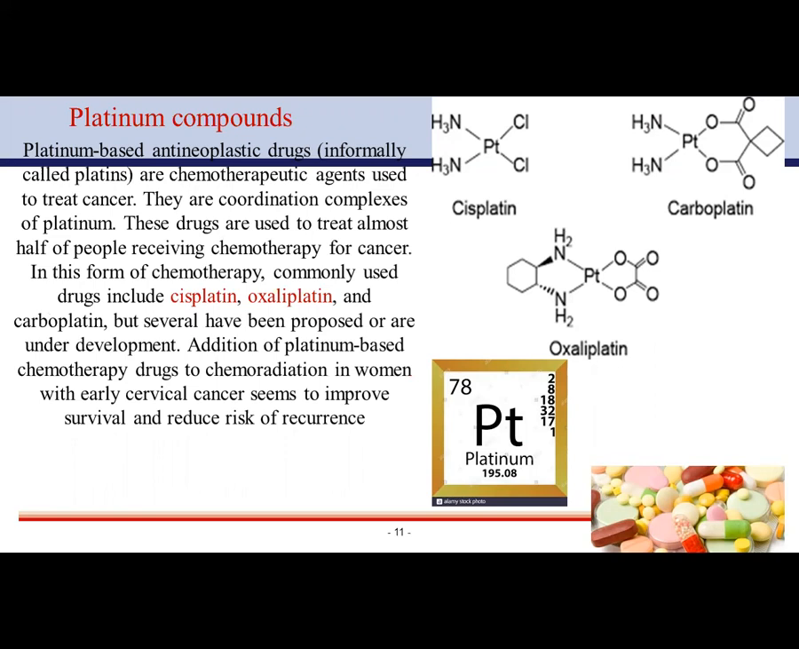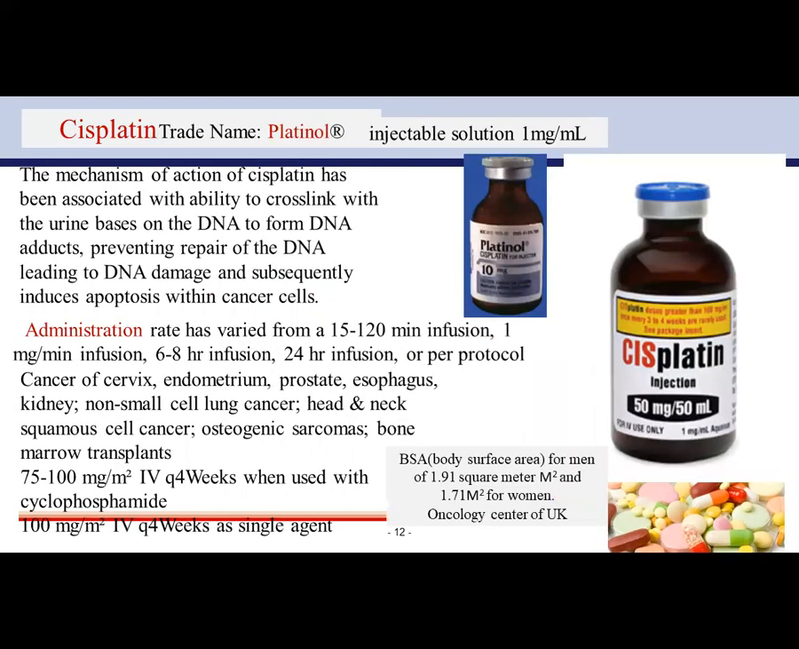Cisplatin. The trade name is Platinol. Injectable solution, 1 mg per milliliter. The mechanism of action of cisplatin has been associated with its ability to cross-link with the purine bases on the DNA to form DNA adducts, preventing repair of the DNA, leading to DNA damage, and subsequently inducing apoptosis within cells.